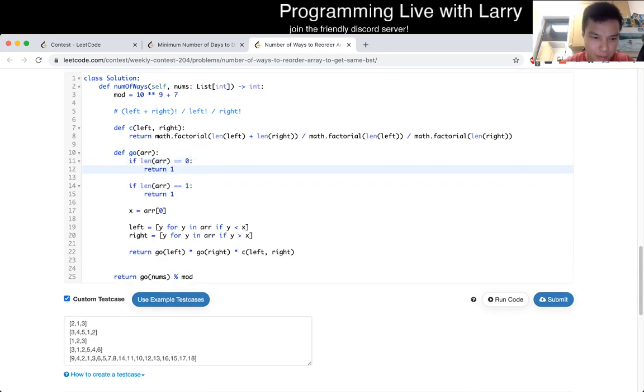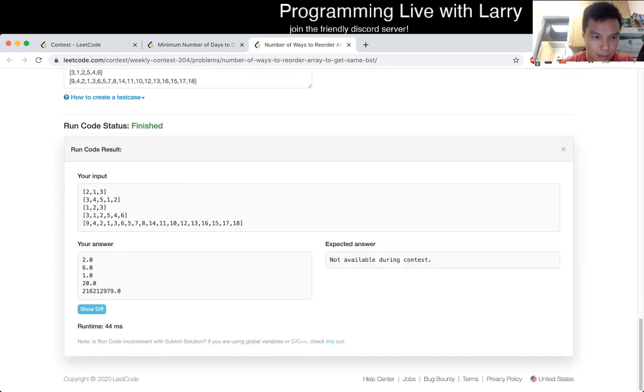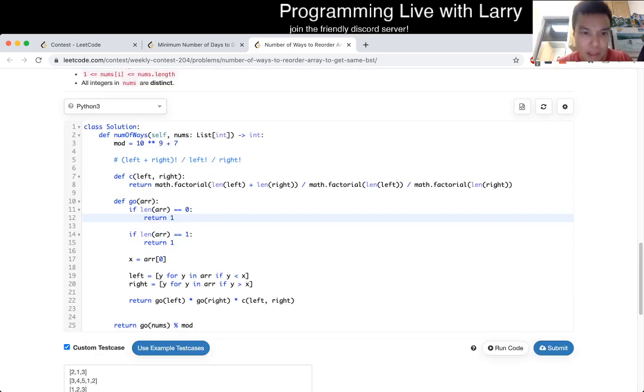Maybe. Oh yeah, -1. So I think I'm right, except for the -1. So that means we have to do some.